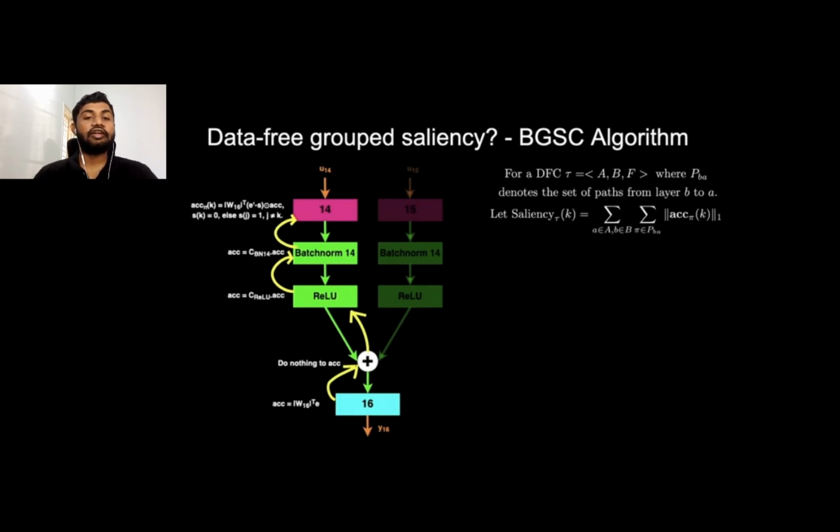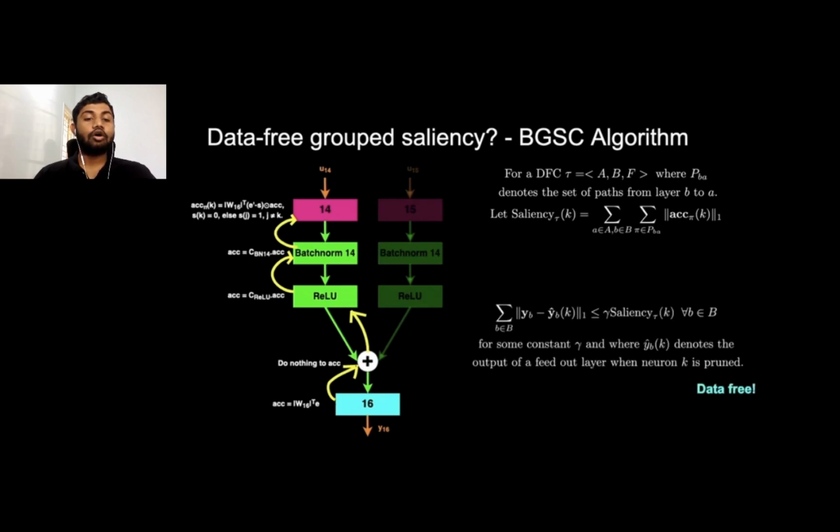For channel k of a DFC tau, we take the saliency to be the summation of the L1 norm of all scores obtained from all paths between the feed-out and the feed-in layers. We show that the sum of L1 norms of perturbations of outputs of the feed-out layers on pruning the kth neuron is upper bounded by gamma times the saliency, for some constant gamma. Note that this saliency computation does not require training examples.